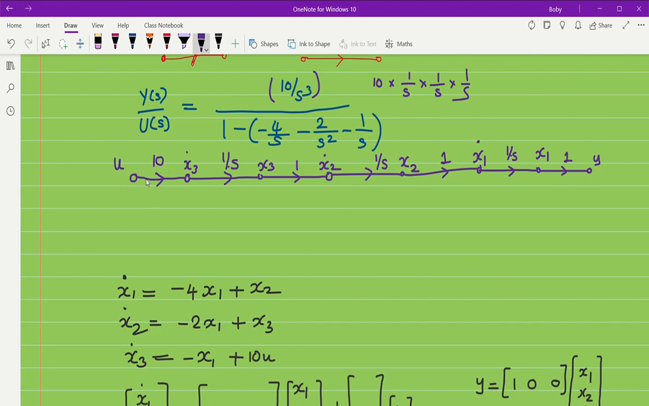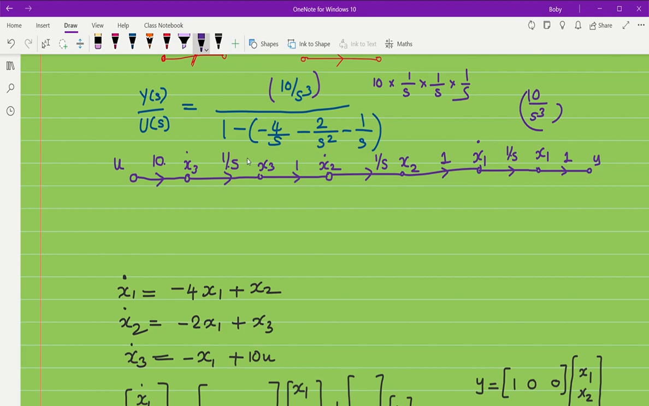So now you can see from input to output the total gain is 10 into 1 by s into 1 into 1 by s into 1 into 1 by s, which is equal to 10 by s cube. Okay, so the numerator is done. The numerator indicates the forward path gain, so the numerator corresponding to the signal flow graph is obtained.